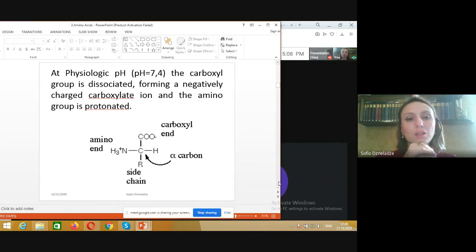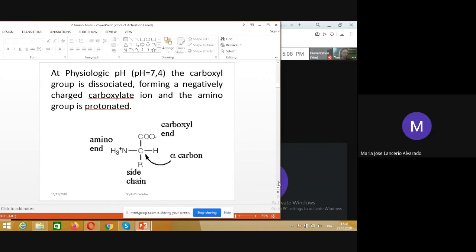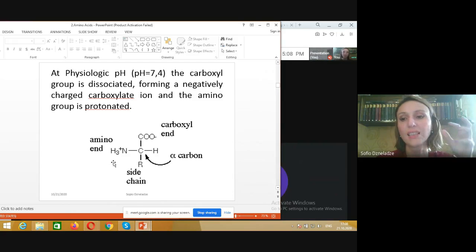Maria, please discuss what is given here. At a physiologic pH 7.4, the carboxyl group is dissociated, forming a negatively charged carboxylate ion, and the amino group is protonated. What is protonated? It means that one proton is attached to this amino group, whereas it can also donate a hydrogen atom as a proton.